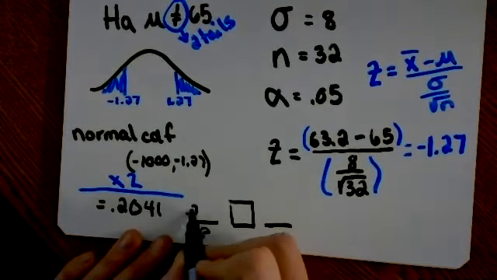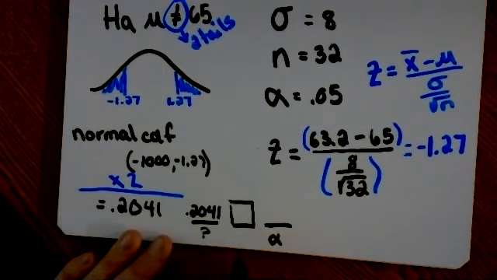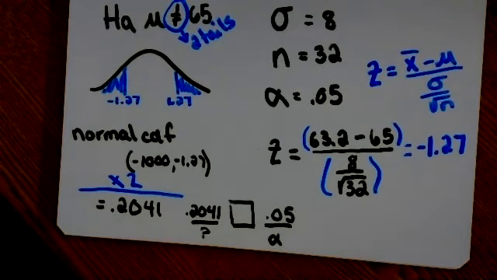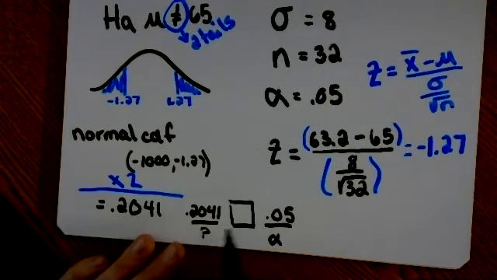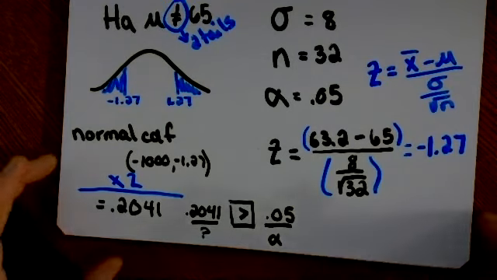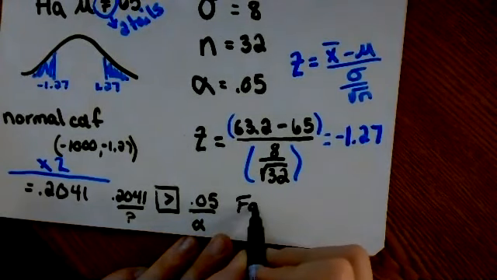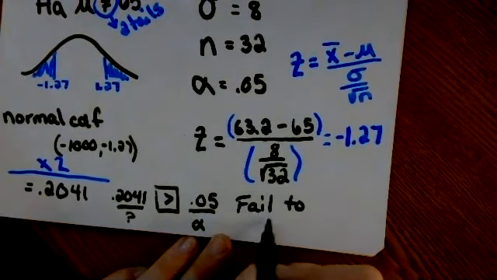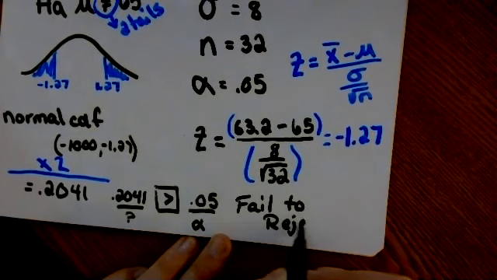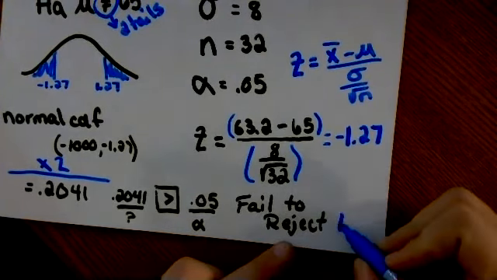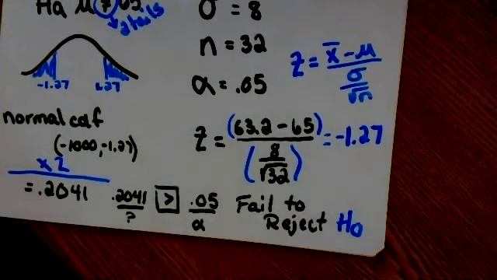Once I have that p-value, I'm going to compare it back to my alpha to make a decision using the p-values. So 0.2041, how does that compare to the alpha value they gave me, 0.05? Well, of course, 0.20 is greater than 0.05. If you have greater than, your decision is going to be to fail to reject. And remember, you always assume things off of your H sub 0. So we're going to fail to reject H sub 0.